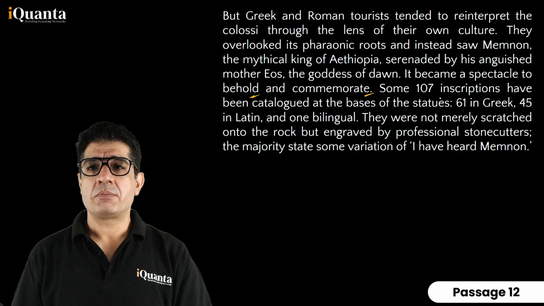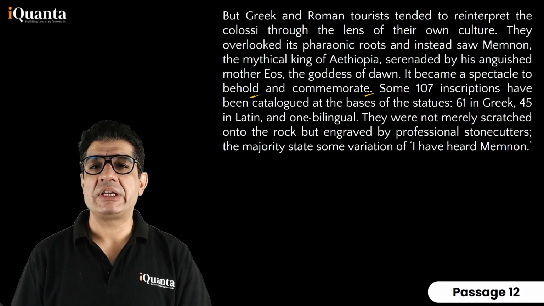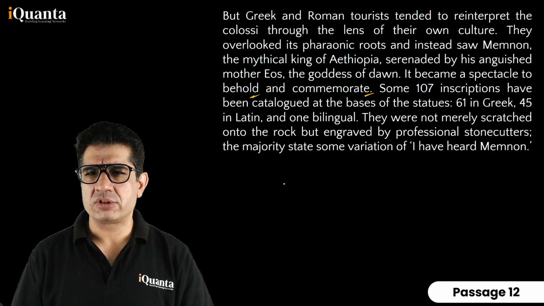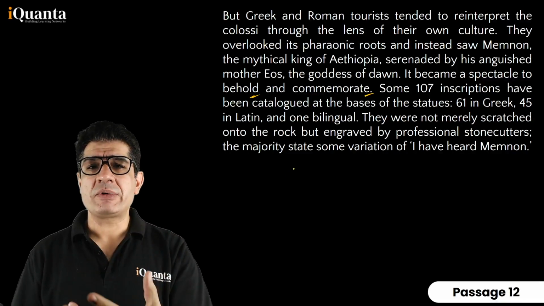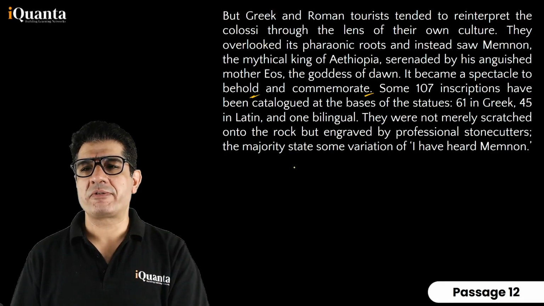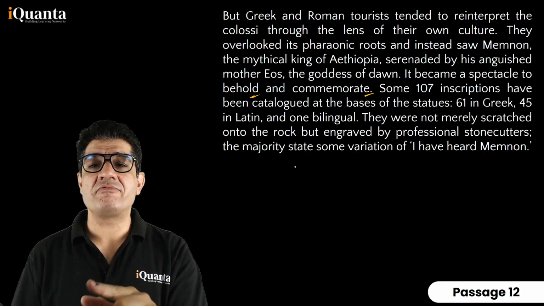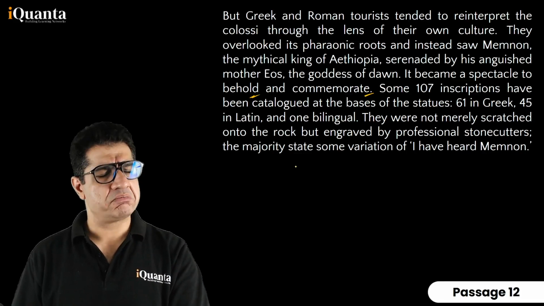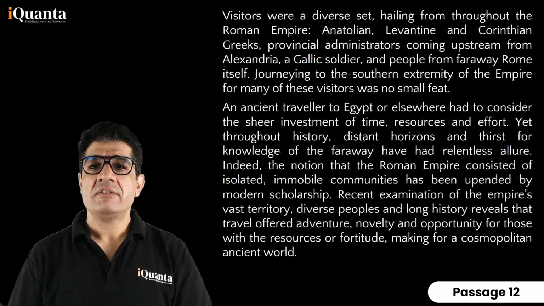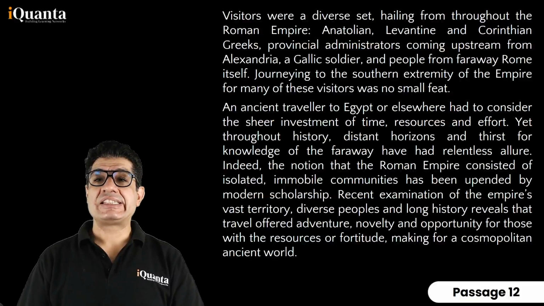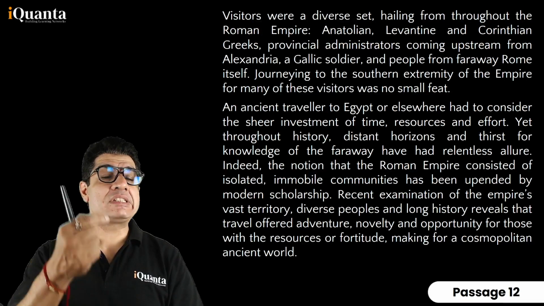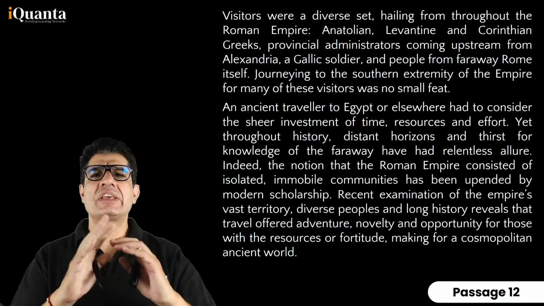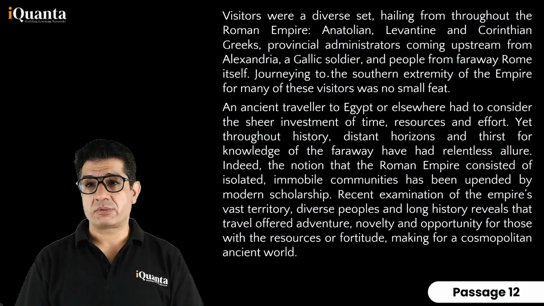So some 107 inscriptions have been catalogued at the bases of the statues. Greek, Latin, bilingual. They were not merely scratched onto the rock, but engraved by professional stone cutters. The majority state some variation of "I have heard Memnon." Okay, then next. Visitors were a diverse set, hailing from throughout the Roman Empire. So people who visited those statues came from a lot of different places within the Roman Empire.